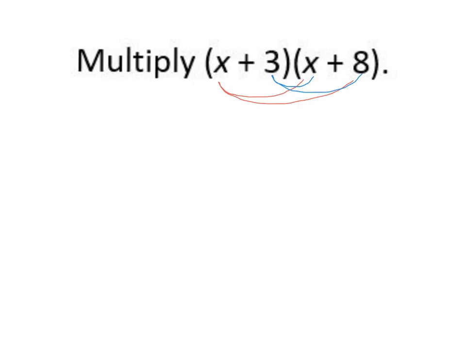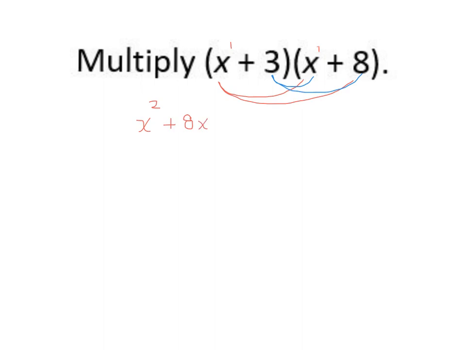So if I start with the red, remember that these x's have exponents of 1. So I've got x to the 1 times x to the 1, which is x to the 1 plus 1, or x to the 2. And then if I have to multiply the x by the 8, x times 8 is just 8x.